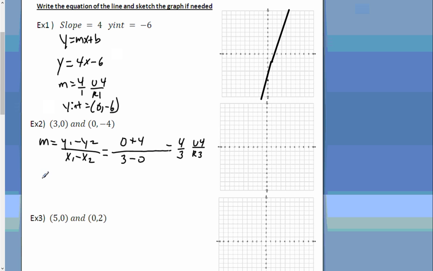And my y-intercept. Remember, my y-intercept is always 0, comma b. Well, it just so happens that right here, 0, comma something, that has to be the y-intercept. So my y-intercept is actually 0, -4. Not so hard. So let's go ahead and use that information. Start from 0, -4, put a dot there. Follow the slope. It says go up 4. 1, 2, 3, 4, right 3. Up 4, right 3. All right, graph that.